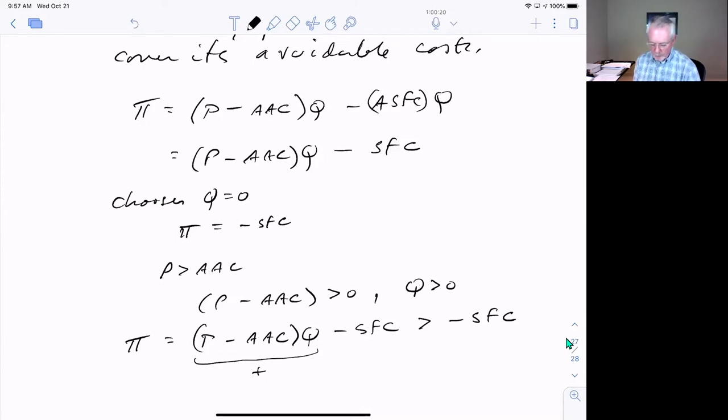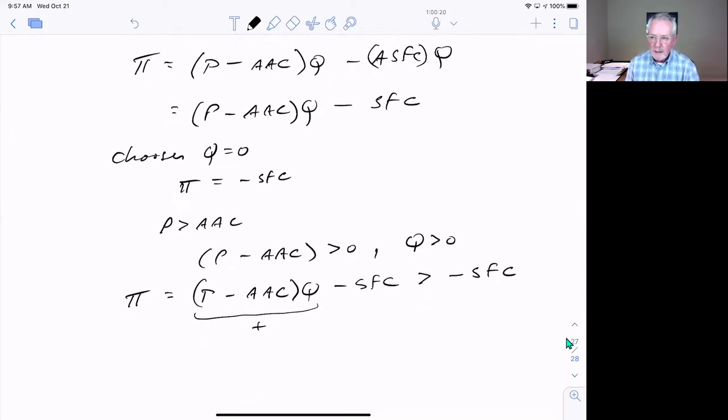So the firm will operate if the market price is at least as great as its average avoidable costs, and that would imply then that for operation to be assured, price would have to be greater than minimum average avoidable costs for the firm to operate.